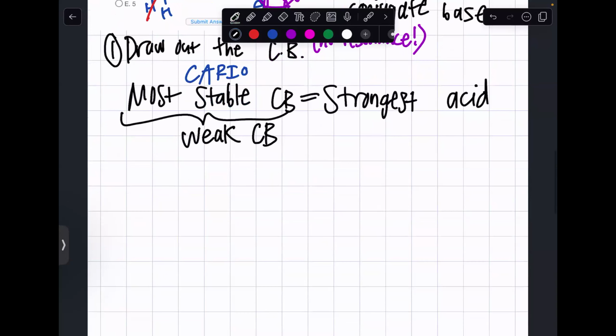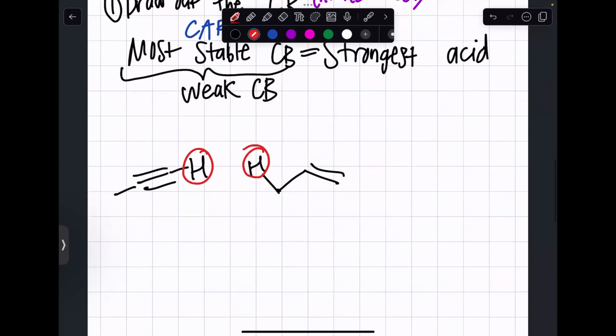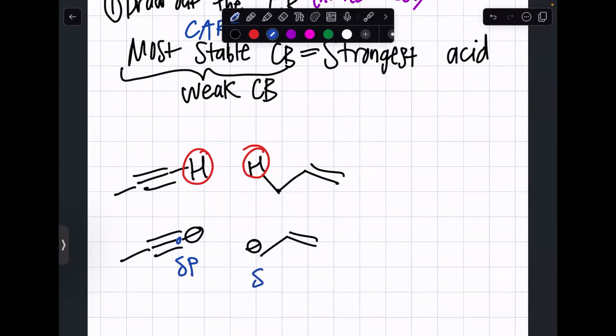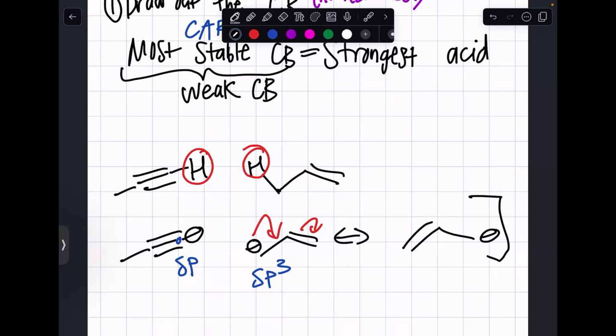Okay, so when you're comparing the acidity of this terminal alkyne and let's say this allylic hydrogen over here, the first thing you do is draw out the conjugate base, which are these negative charges here. This negative charge is on an sp orbital, which has more s character, closer to the nucleus. This negative charge here is on an sp3 orbital in both resonance structures, but this one can do resonance as well. But when we draw out that resonance structure, we see that the negative charge here is still on an sp3 hybrid orbital, right?